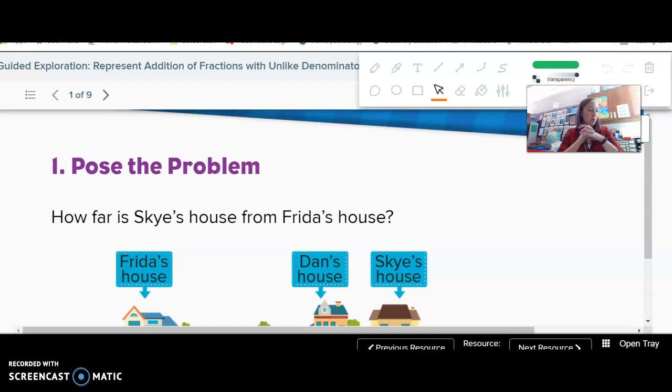All right, 9.2, representing addition of fractions with unlike denominators. So the goal today is to be able to use a representation to do it. In your notes, it says one strategy to add fractions is to use a model. I'll show you a link you can use that has some fraction strips online. I also have physical fraction strips if you'd rather line them out.